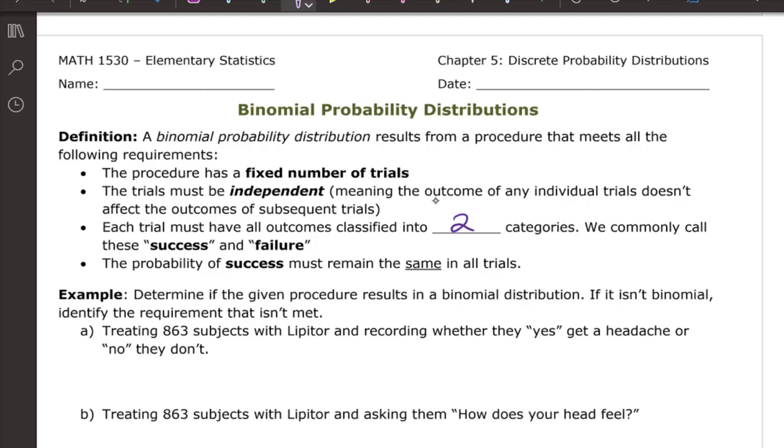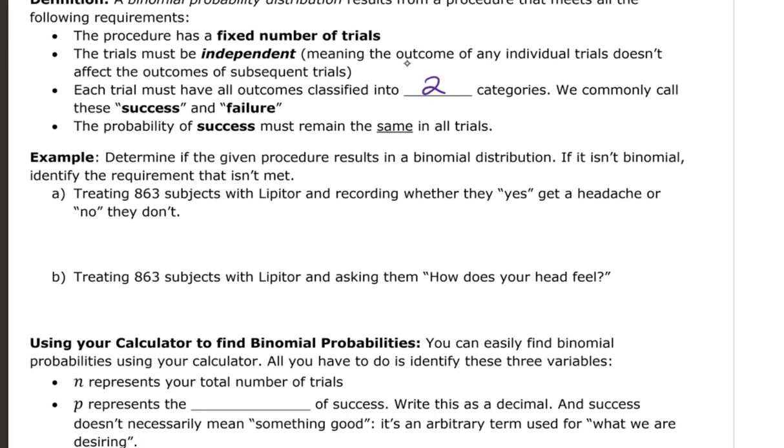So look at this example below, where we have giving Lipitor to patients. Part A says we have 863 subjects with Lipitor, and we record whether they got a headache, yes or no. So I guess we're asking them, did they have a headache when they used Lipitor? Of course, we do have a fixed number of trials: 863 people were asked, so we do have a fixed number of trials.